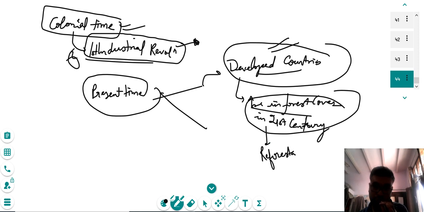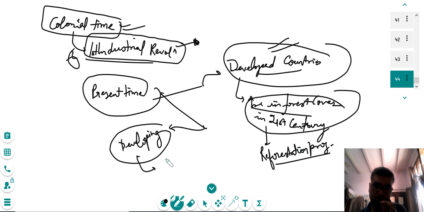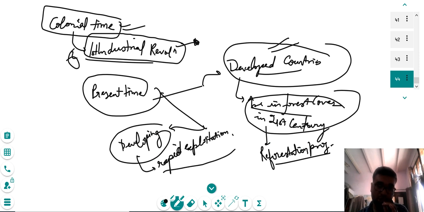Reforestation program, right? And when you see in the developing countries, because of their aspiration to become developed, they have witnessed rapid exploitation of forest resources. Most of the developing countries are in the tropics, and the tropics are characterized by dense hardwood forest.